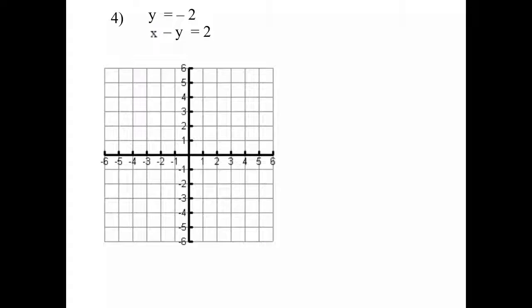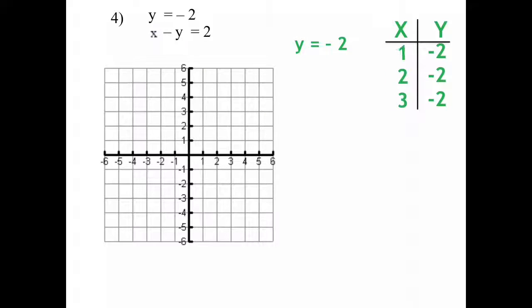Alright, now for this system we have y equals -2 and x minus y equals 2. The first line is y equals -2. What method would be the best method to use for this one? Alright, so we're going to go ahead and make our xy chart. And in this xy chart, what do we know? Alright, so we have y's are always going to be -2. The x's are going to be 1, 2, 3. Let's plot these 3 points and then connect the dots with a ruler.